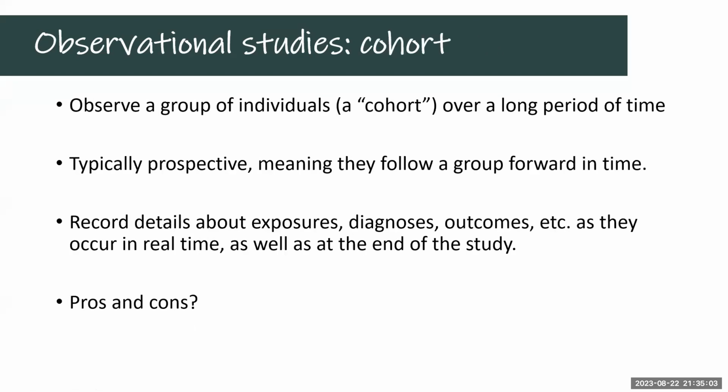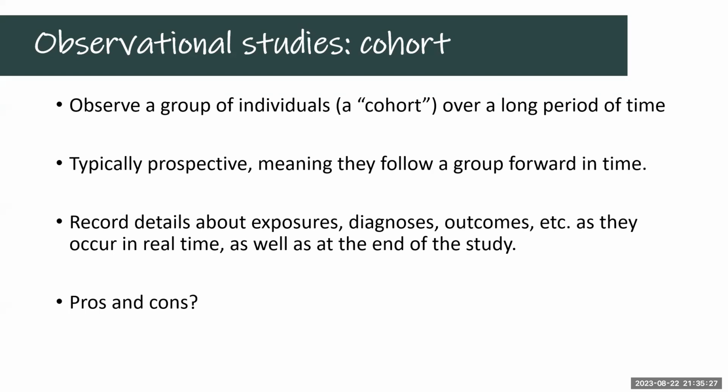Now, we also have cohort studies, which are observational studies. And in these cases, we're going to take a group of people, so a cohort, maybe we just randomly select this group of people, and we are just going to watch them over a period of time. It can be a very long period of time. Typically, these are prospective studies, which means they're going forward in time. And every once in a while, you're just going to check in with them.